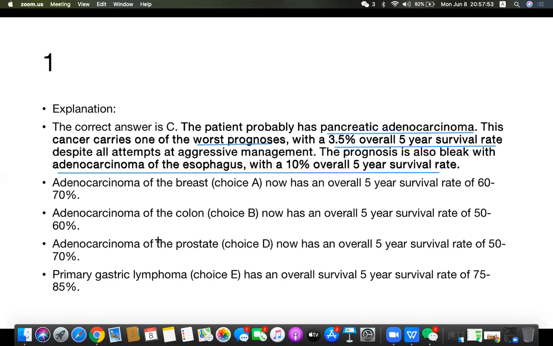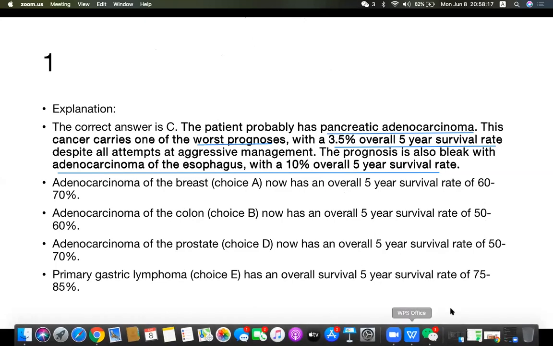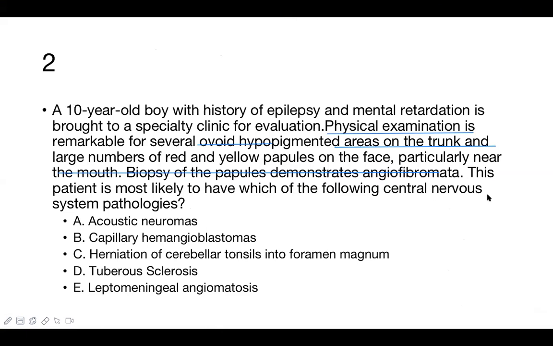Now all others, adenocarcinoma of the breast, adenocarcinoma of the colon, adenocarcinoma of the prostate, and gastric lymphoma, all of them have more than 50% 5-year survival rate, okay? Some even reach 75 to 85%. So don't forget, if this type of question is asked, you can handle it properly now. Okay, can you go through the second one now?